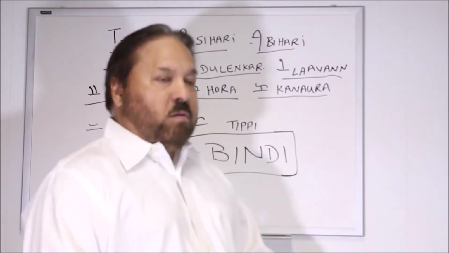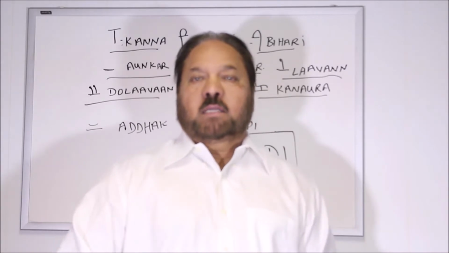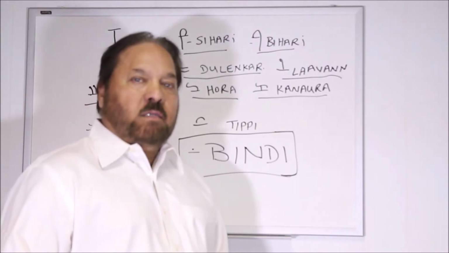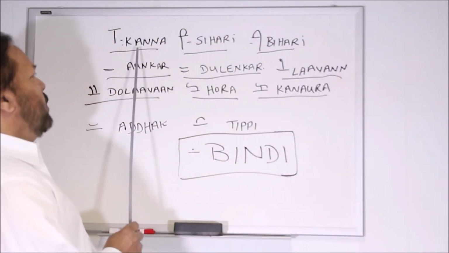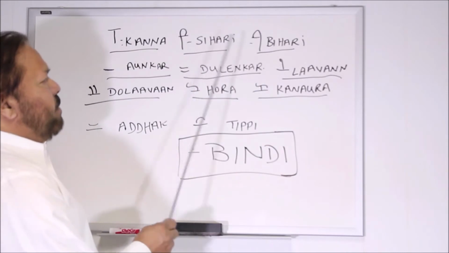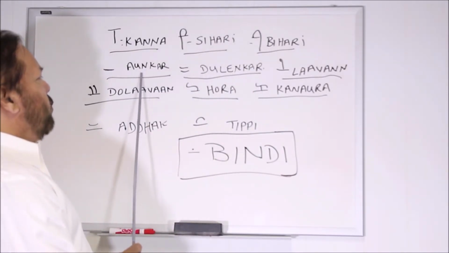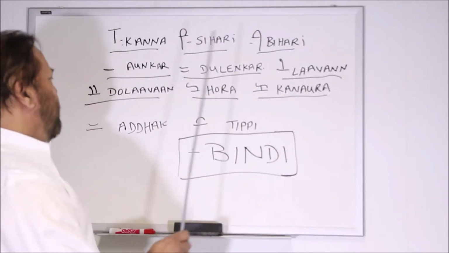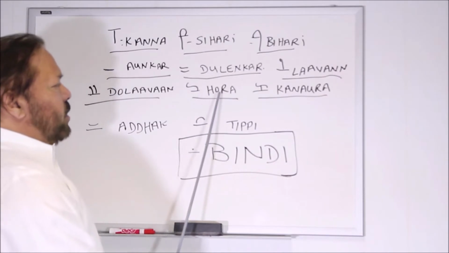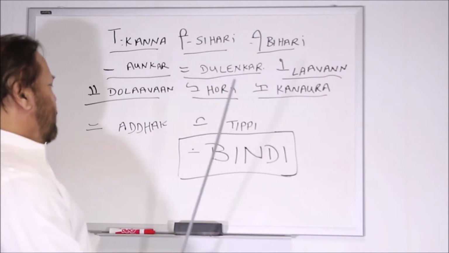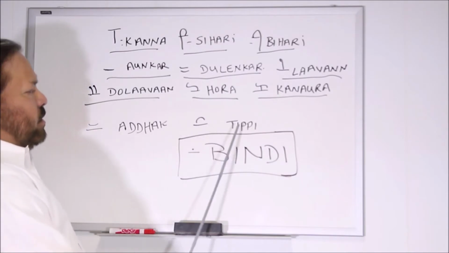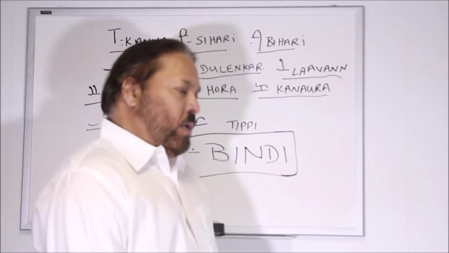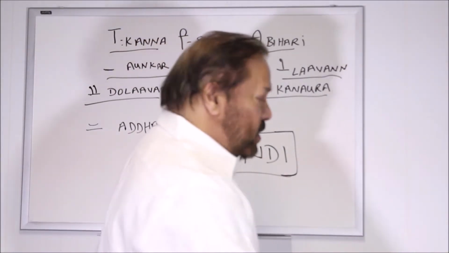Anyway, now we are going to discuss. I wrote down the previous signs just to remind you. I try to remind you in every lesson, but I will not discuss the sounds of it. If you remember, the first one was Kanna, Sihari, Bihari, Onkar, Dulankar, Lama, Dolama, Hoda, Kanoda, Adak, Tippi, now this Bindi. And I'm going to use some examples.